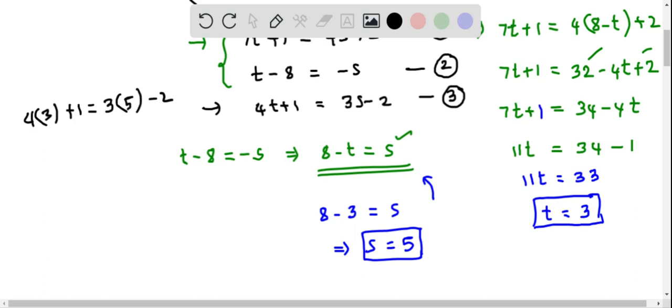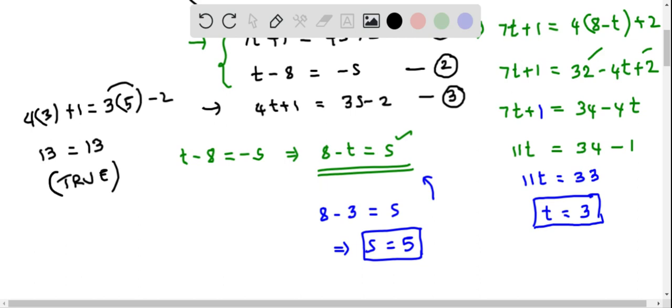So this gives 4 times 3 is 12. 12 plus 1 equals 13. And here we get 3 times 5 is 15. 15 minus 2 equals 13. So this satisfies the third equation. We are getting a true condition, which means the values of t and s that we found are correct, and the lines do intersect at the common point.